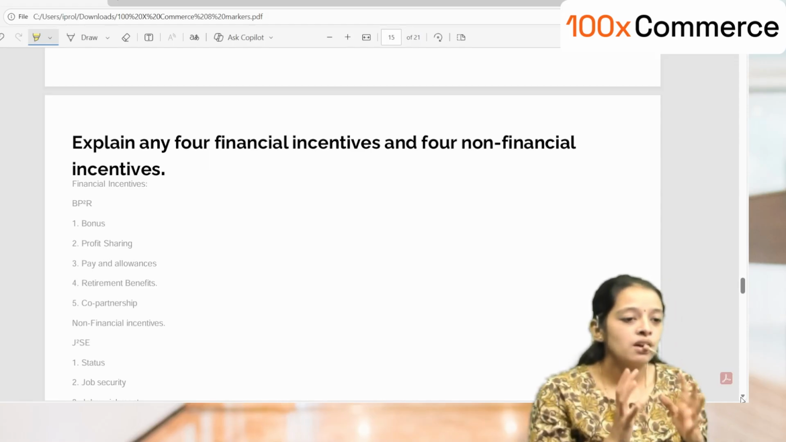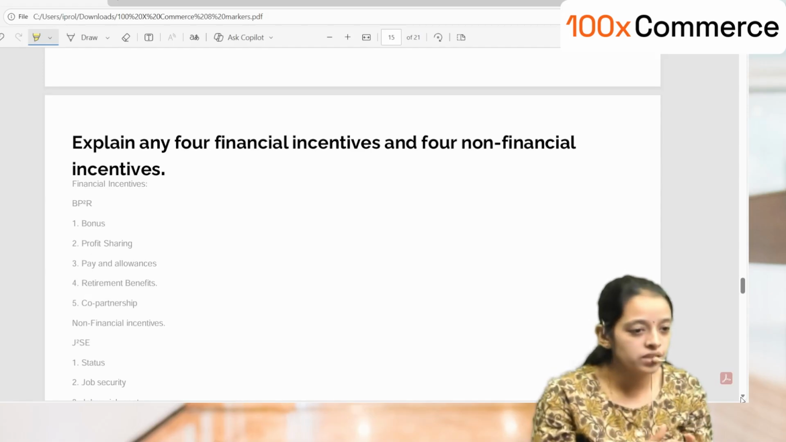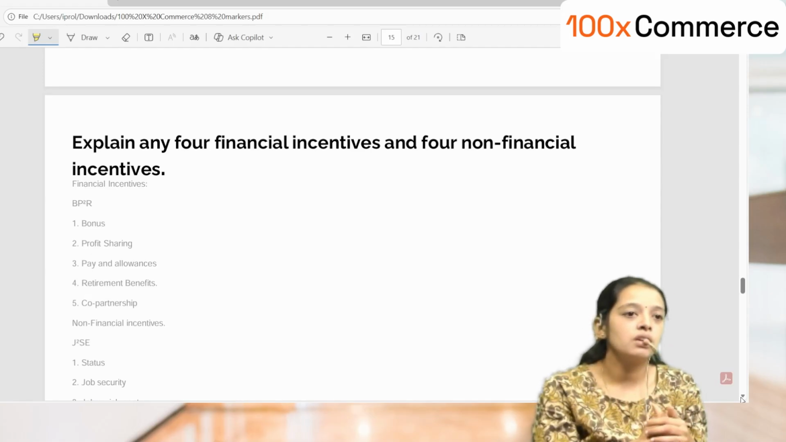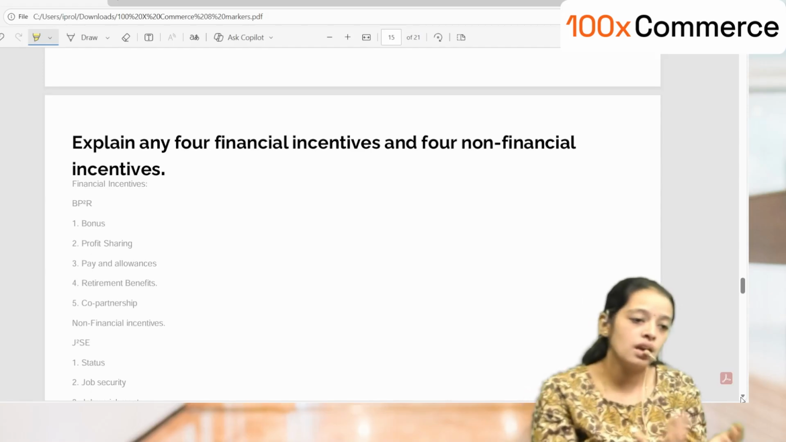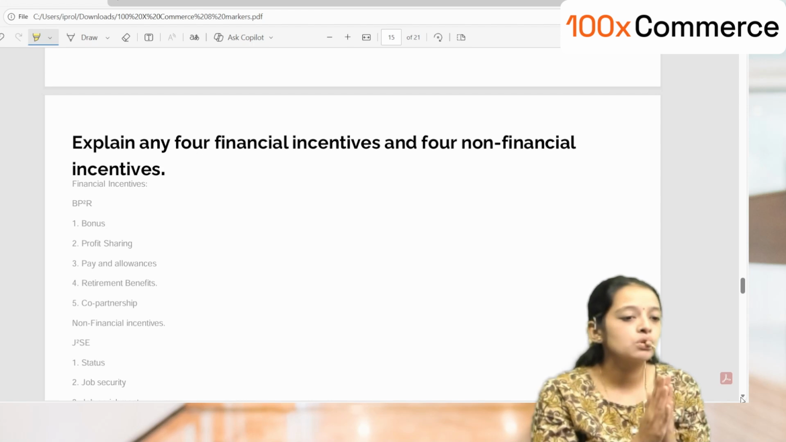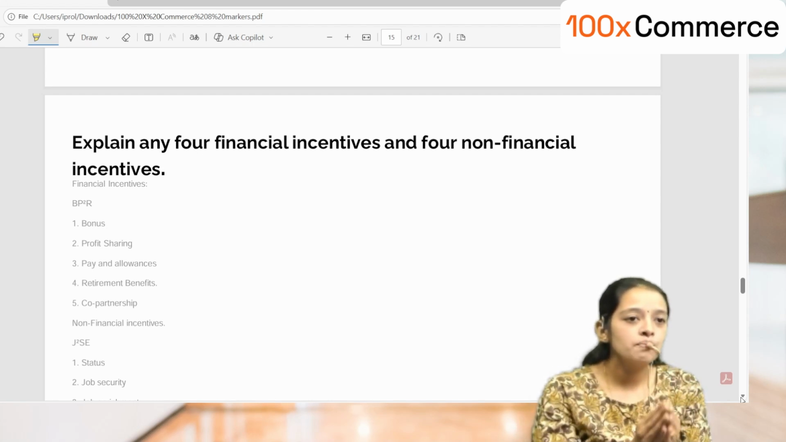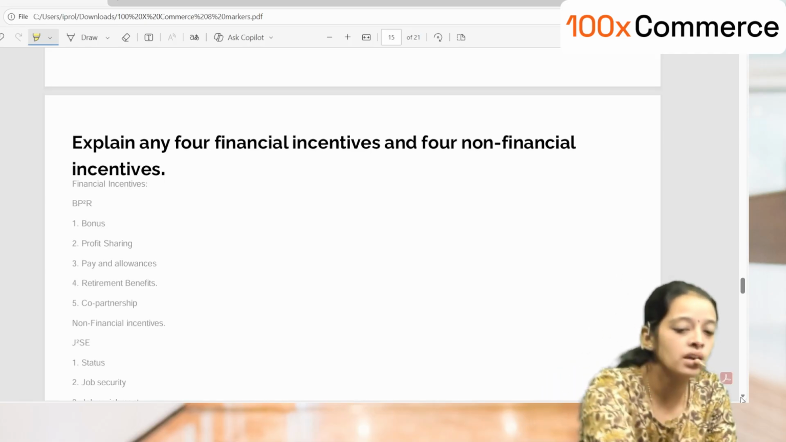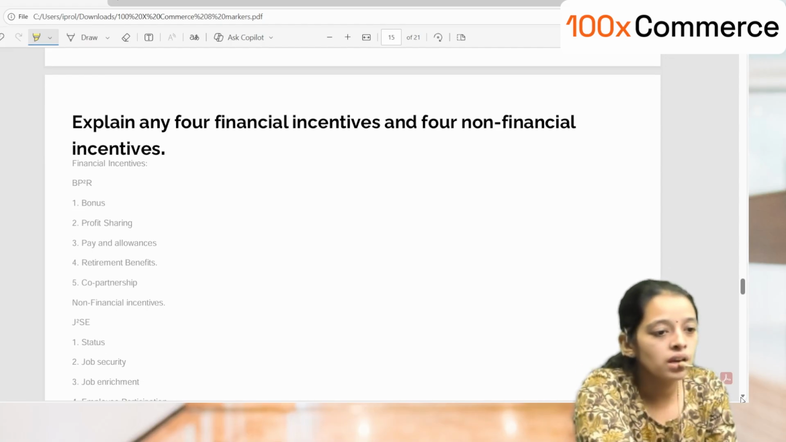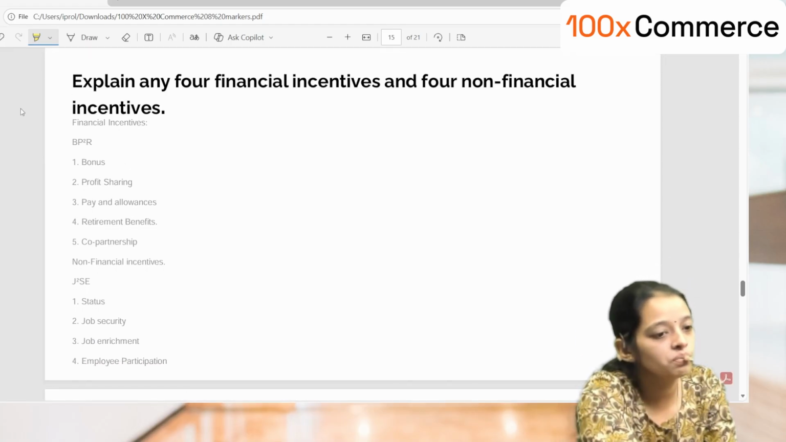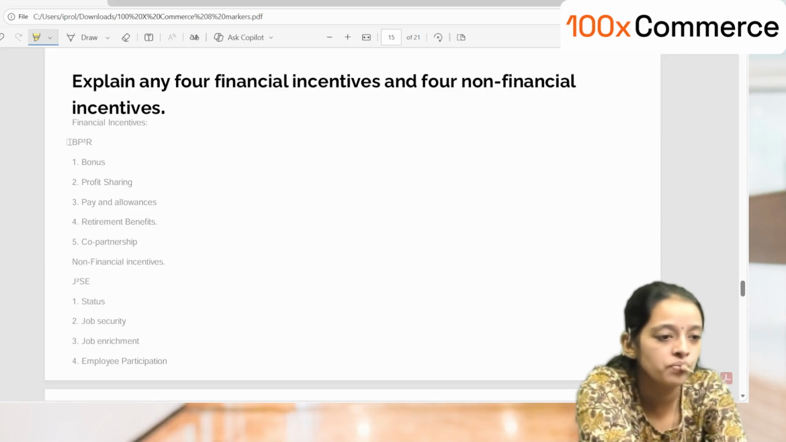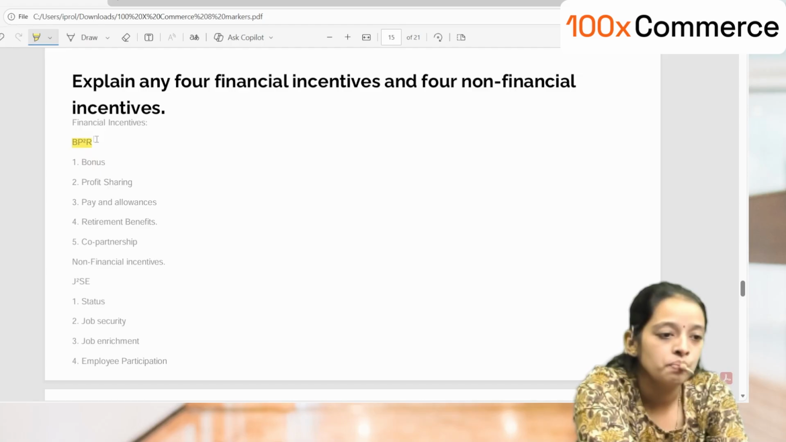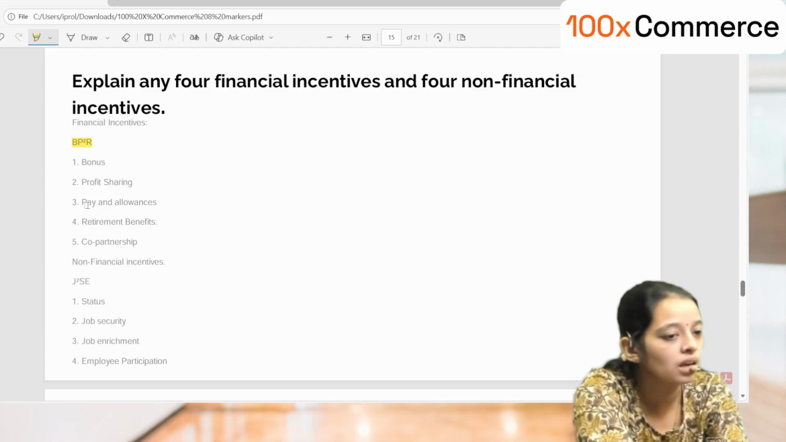Now everyone wants to have a very secure life. So what after the age of 60? Some retirement benefits have to be given, like provident fund, gratuity, etc. Next one is co-partnership. Co-partnership is nothing but making an employee act as a partner in the particular company, giving him some share of extra profits if any. Okay, so any 4 points you can write. You can remember these points in a short form, that is BP square R. B stands for bonus, P square stands for profit sharing and pay and allowances, R stands for retirement benefit.